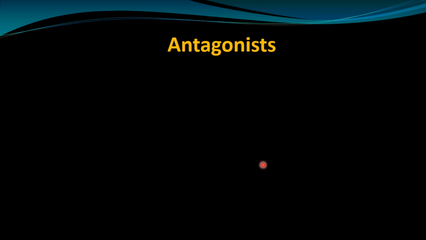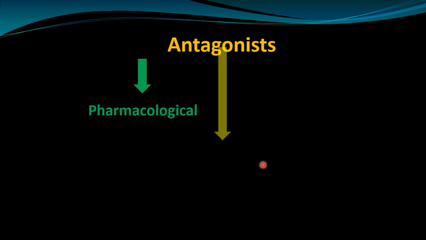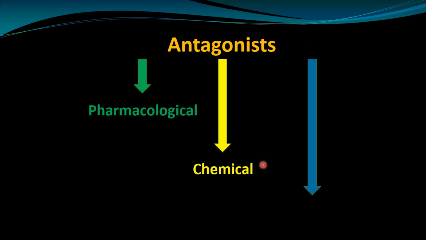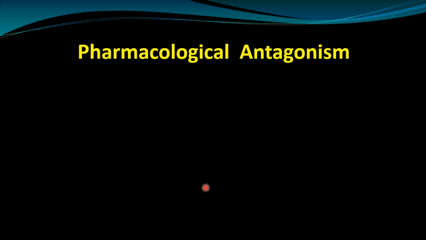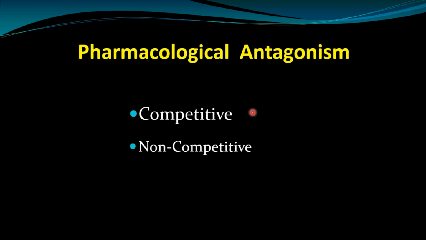So there are many types of antagonists, but three are the main important ones: the pharmacological antagonist, the chemical antagonist, and the physiological antagonist, which we will discuss one by one. This is the pharmacological antagonism, and pharmacological antagonists are divided into two types, the competitive antagonist and the non-competitive antagonist. The competitive antagonist means there is competition of the antagonist with the agonist for binding to the receptor site, while the non-competitive has no competition with the agonist for the binding site.